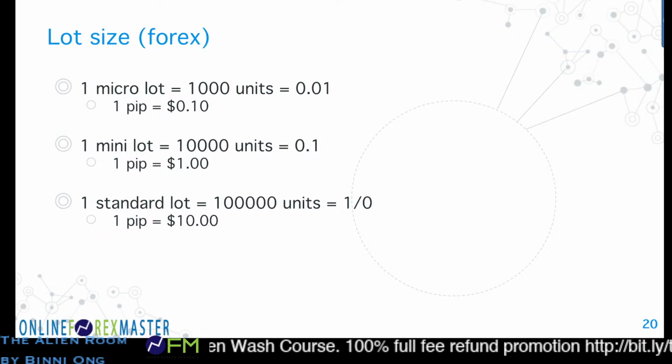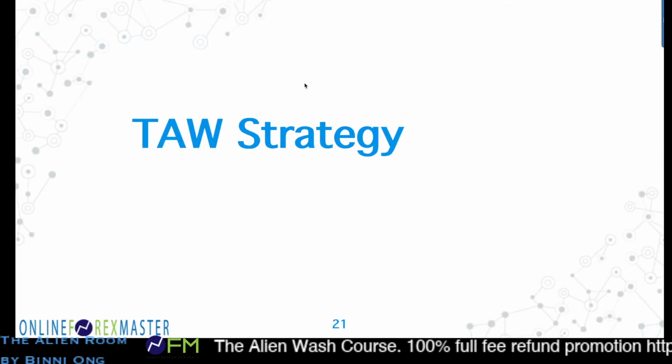But for forex, you can go to a smaller size, the lower size, and it can be one micro lot, which means 1,000 units, and the unit you need to key in for your trade is 0.01. So when you want to trade one micro lot, you are actually trading 1,000 units. What is 1,000 units? Let's say you want to trade USD versus SGD.